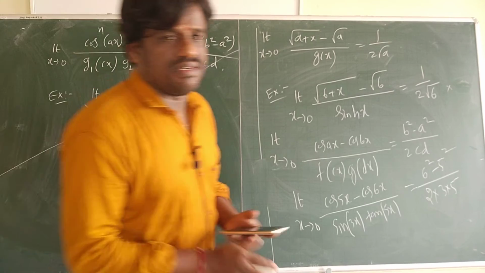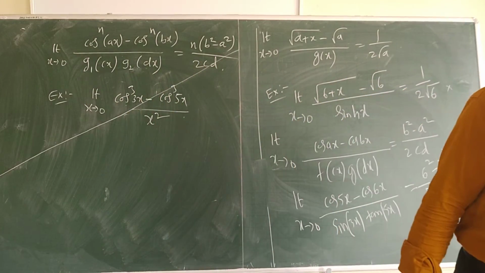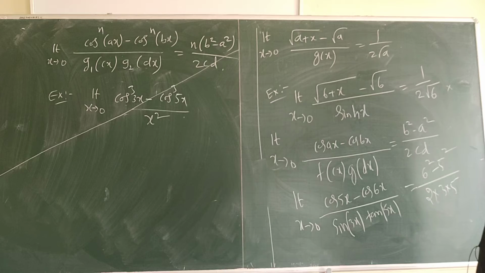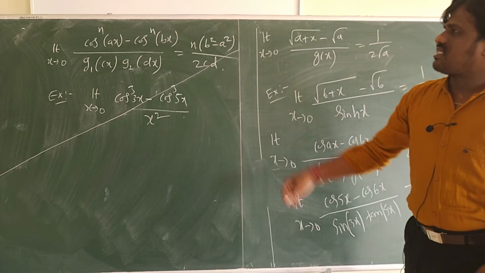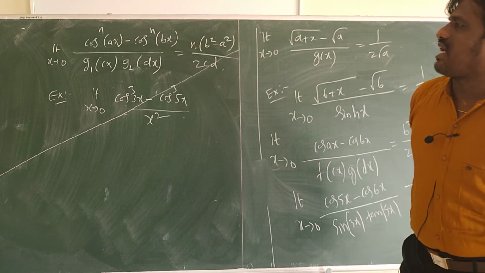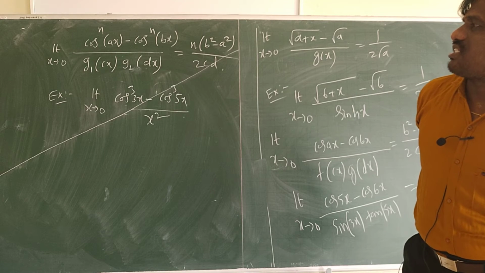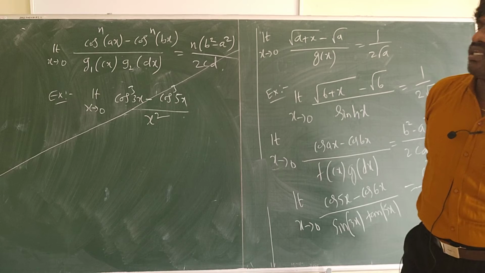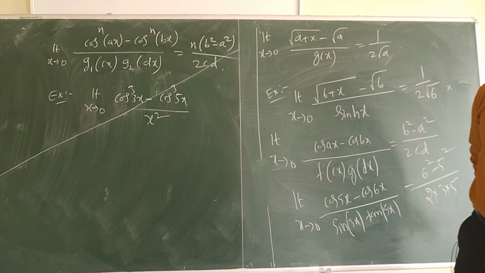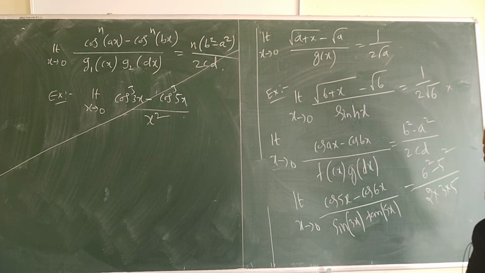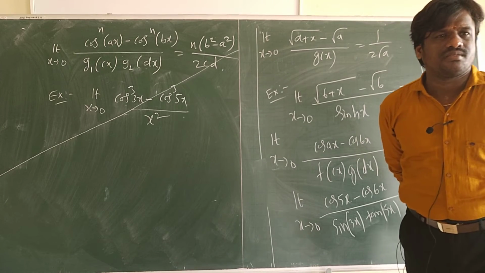So this is the last one, and then we will proceed to 1 power infinity methods. Method wise I will explain. So limit x tends to 0, when you have cos power n ax minus cos power n bx, divided by g of function into cx, g2 of function into dx, then the answer will be n times b square minus a square by 2cd. Now these are all short tricks.